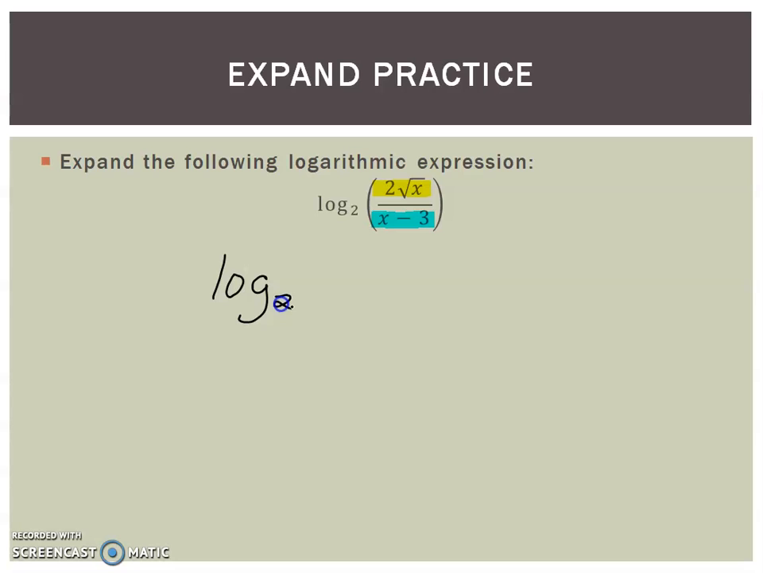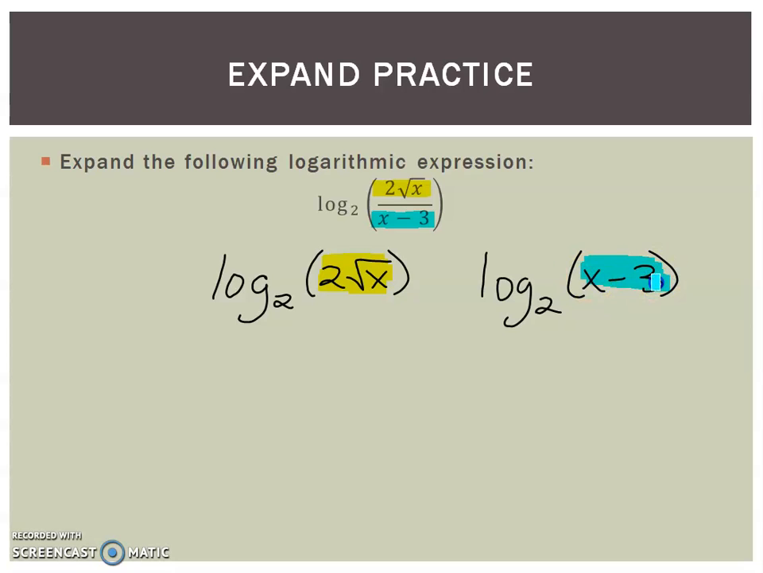So my first step is to split up the division. I've got a log base 2 of 2 square roots of x, which is my part on top. I've also got a log base 2 of x minus 3, which was on the bottom. And since these 2 numbers were being divided by each other, that means that I need to have a minus sign in between them. So that's our first step, splitting it up with division.